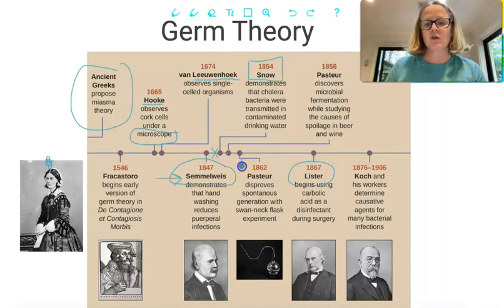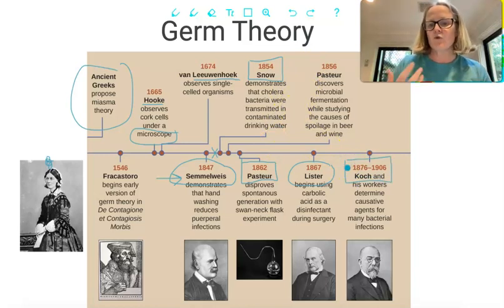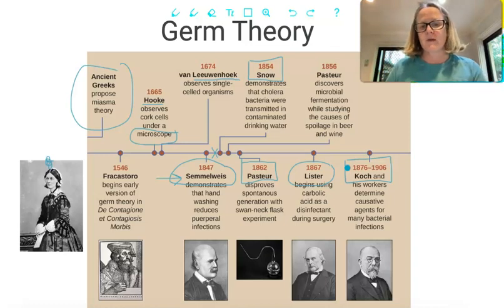You've got Pasteur doing his experiments to show that spontaneous generation is rubbish. There have to be bugs already there for more bugs to come. You've got Robert Koch, the German, doing his work to actually isolate the individual bacteria. So you can see in the mid to late 1800s, a lot of work being done. We know cells exist. What are they actually doing in there?